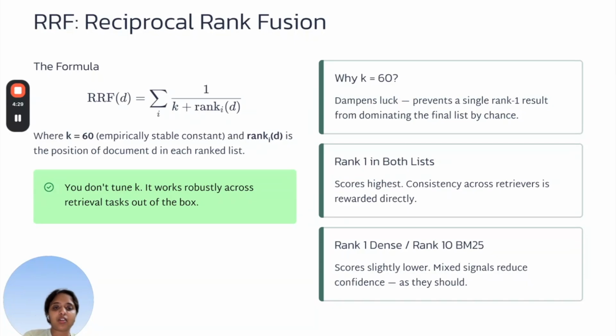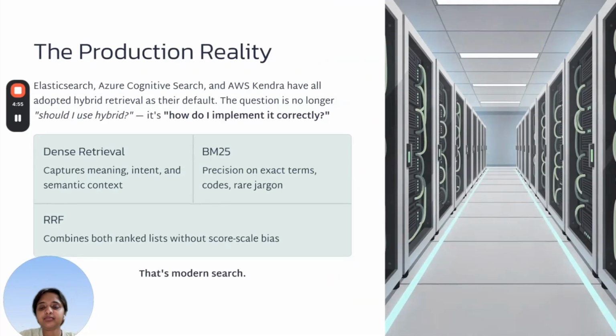Say a document is ranked 1 in both lists, so it scores highest. It's very consistent, so we are going to get a higher hybrid retrieval score, whereas if it ranks 1 in dense retrieval and somewhere around 10 in BM25, the score is going to be slightly lower. So it's going to reduce the confidence because of mixed signals. In production, services like Elasticsearch, Azure Cognitive Search, and AWS all use hybrid retrieval as their default. So the question for us is no longer whether I should use hybrid or not. The question here is how do we implement it correctly?